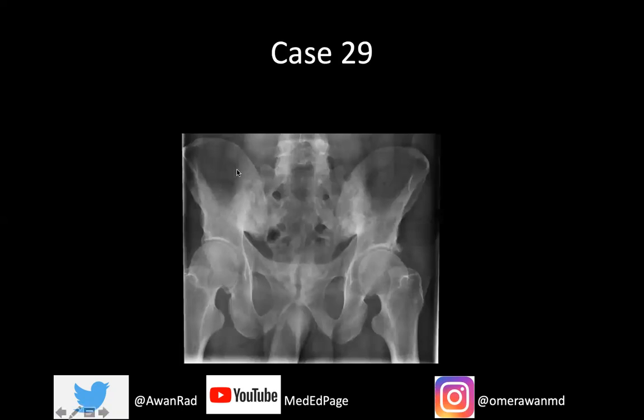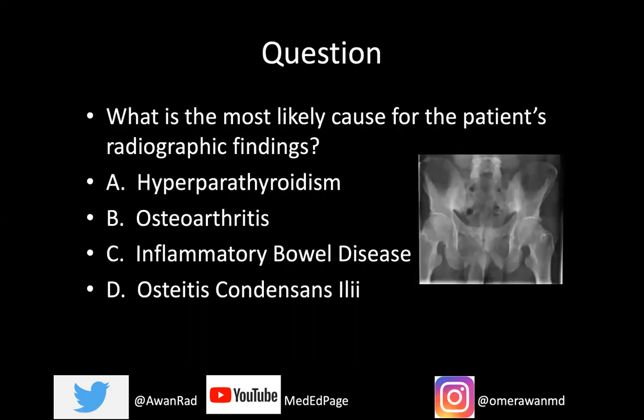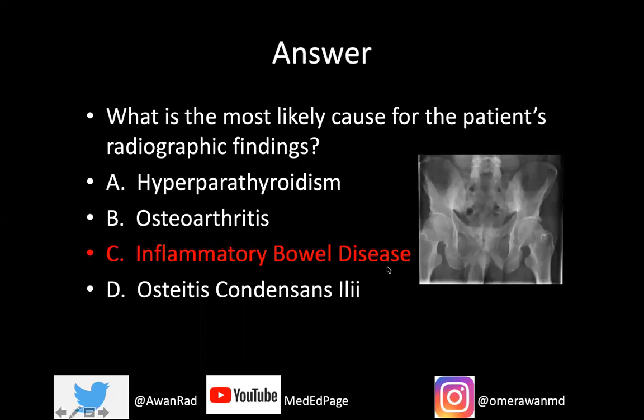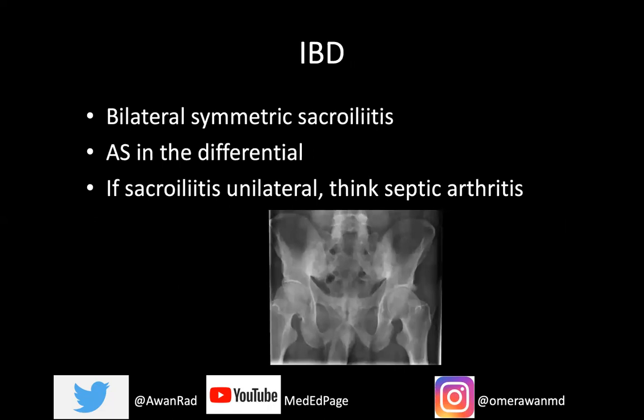If you look very carefully, it's hard to see, but there are surgical sutures here in the right lower quadrant in this patient that had Crohn's disease. So this is an example of IBD arthropathy with bilateral symmetric sacroiliitis, right? So C would be the answer here. Now, osteitis condensans ilii would result in sclerosis along the iliac aspect of the joints, typically seen in pregnant females or middle-aged females. Hyperparathyroidism can also result in osseous resorption, subchondral resorption, but this is a very nice example of bilateral symmetric sacroiliitis. If the sacroiliitis is unilateral, you always want to rule out septic arthritis, right? Always want to rule out septic arthritis.